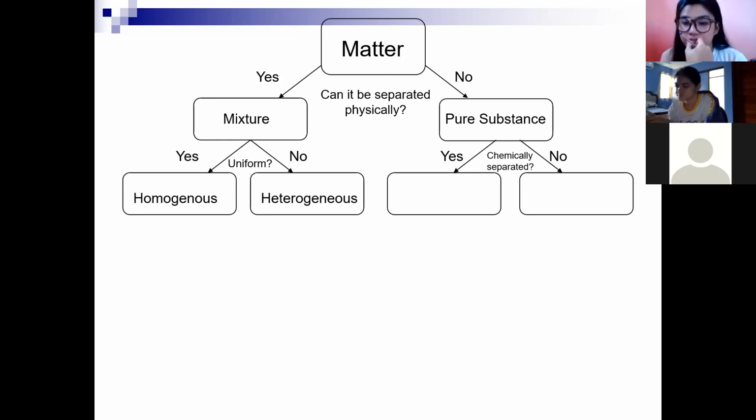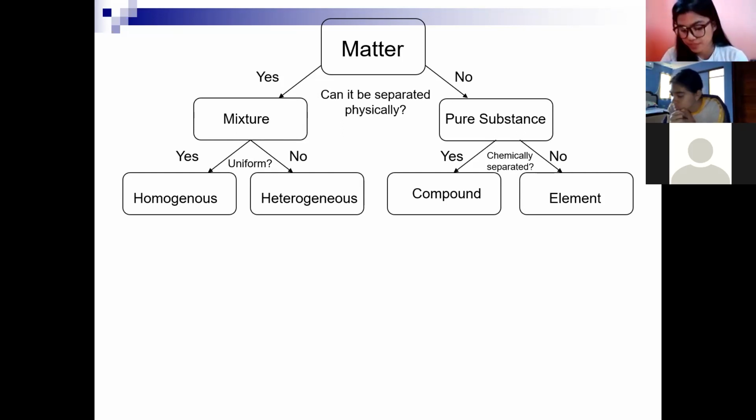Okay, what about pure substance class? If you cannot separate it physically, but you can separate it chemically, that is a compound. Very good. But if there is no chance of separating it chemically, that is already the simplest form, and it is an element.